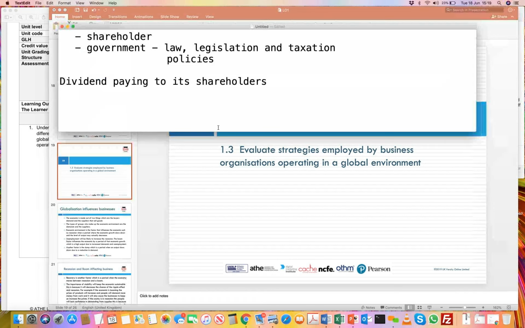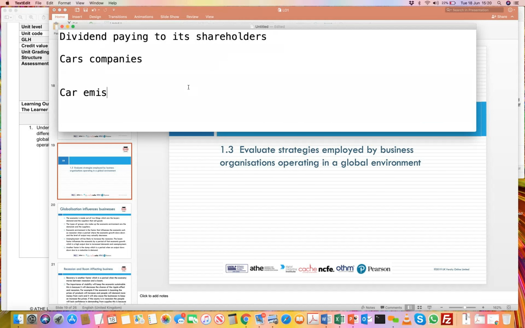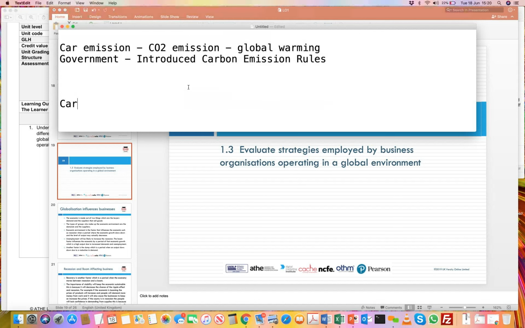That means, if you look at one example, when you look at car companies, in most countries, what has happened is that car emissions, which are leading to CO2 emissions, are leading to what is called global warming. What is it called? Global warming. Very good. So when you look at global warming, the government has introduced what is called carbon emission rules.